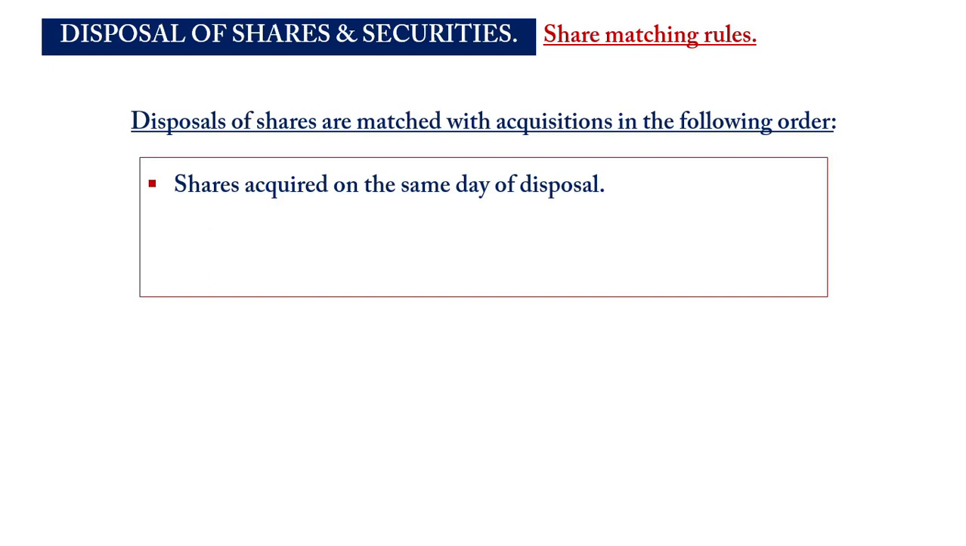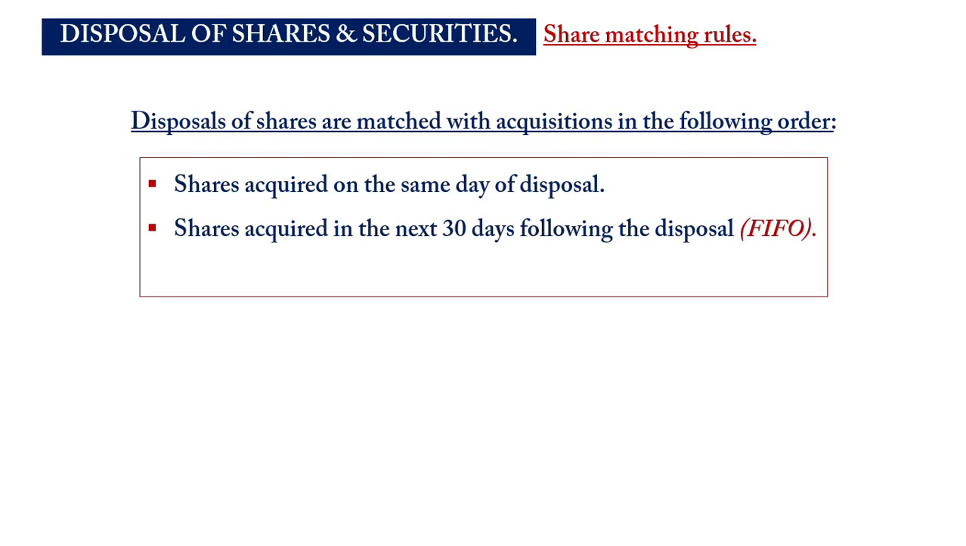So the matching rules are done in the following order. So the shares that were acquired on the same day of disposal. So if you gifted the shares to your daughter on 1st January 2024, any share you bought on 1st January 2024, you will use that purchase shares cost and attribute it to the shares that you are giving out. Secondly, if there is still need, or maybe the shares you give out is 1,000, but the shares you bought on the same day is 500, it means that it is left with 500 to cost.